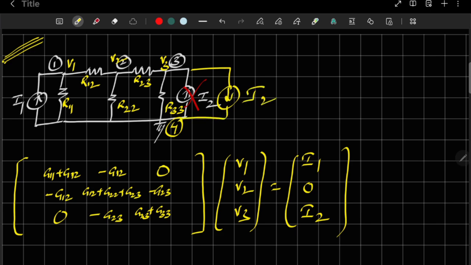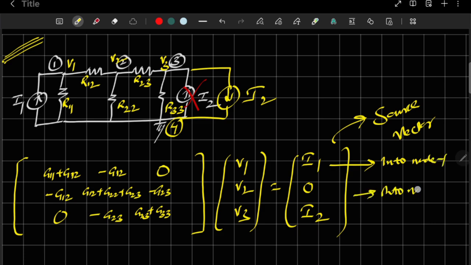Okay, I2 is like this now. One thing you have to remember: this is called the source vector, which involves the independent current sources. As per this, it involves the currents which are injected into the nodes. As per the previous diagram, I1 is the current injected into node 1, and this is injected into node 2.